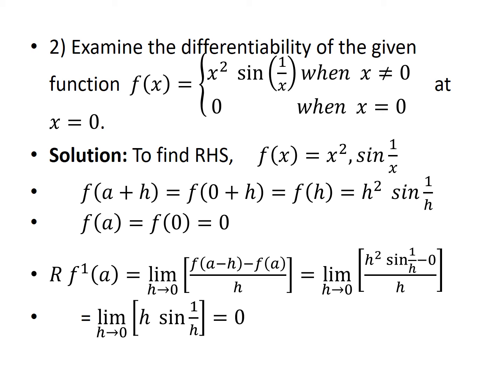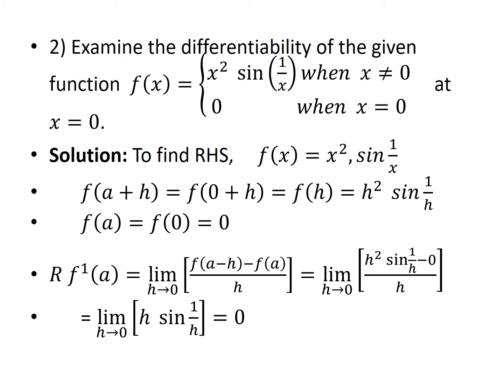In the next problem, examine the differentiability of the given function f of x is equal to x square sine 1 by x when x is not equal to 0, and the function is 0 when x is equal to 0, at x equal to 0. So to find the right hand limit, let f of x is equal to x square into sine 1 by x.